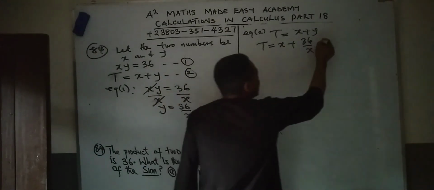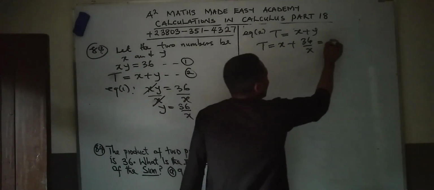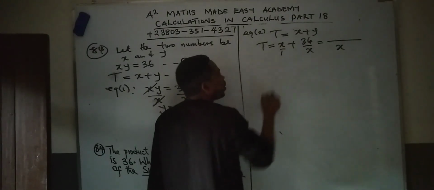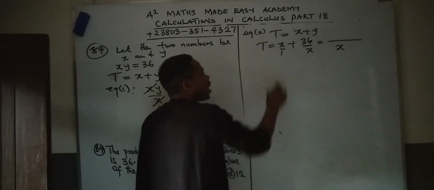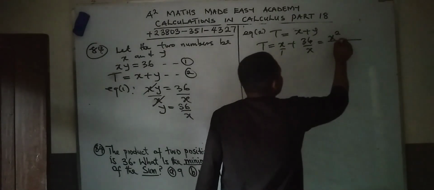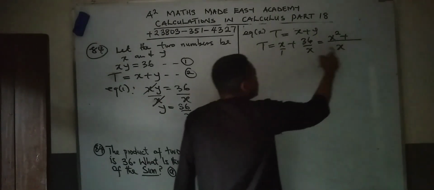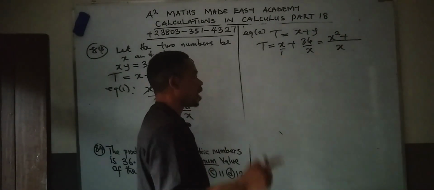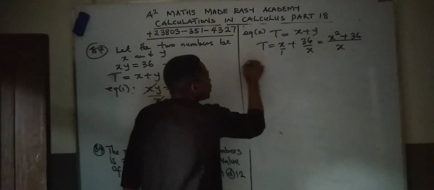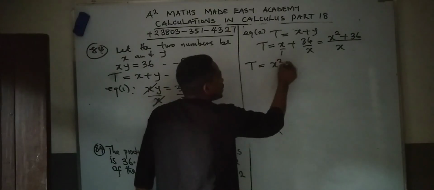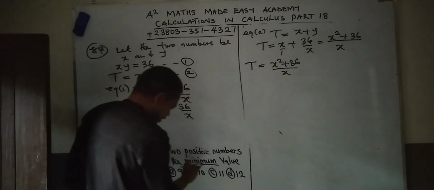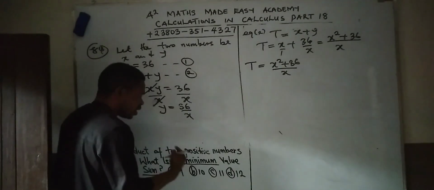Now watch. Can we say that this can be written as, take the LCM. The LCM is x, right? This is over 1. X divided by 1 will give you x. X times x will give you x squared. Then plus x divided by x will give you 1, and 1 times 36 will give you 36. So the total is now x squared plus 36 all over x. Since there is minimum, it will now lead us to differentiate.